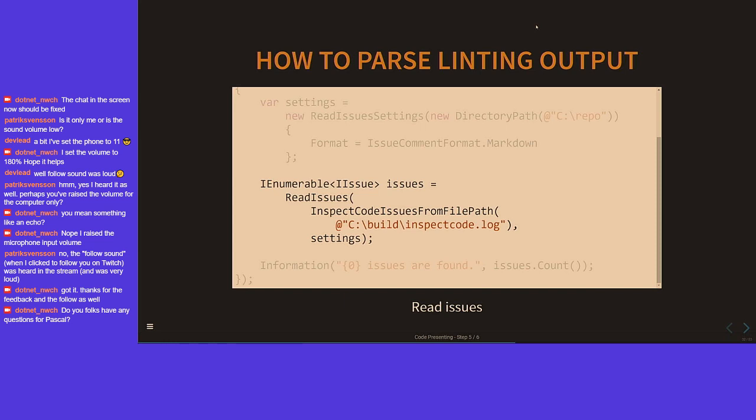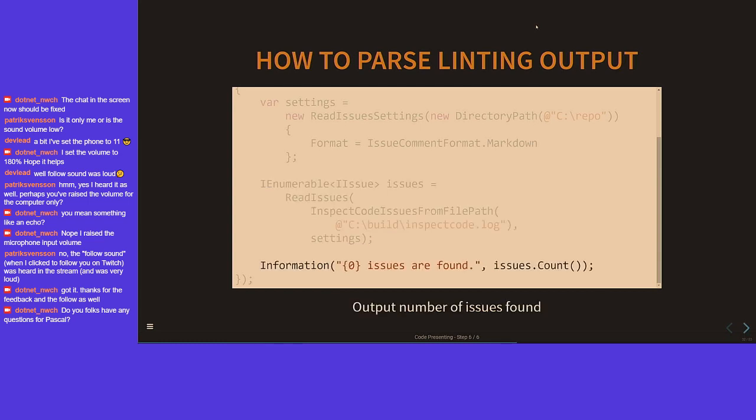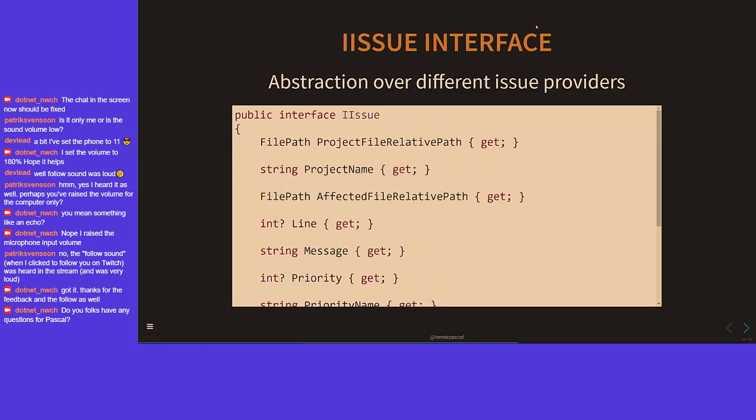And this returns us an enumerable of IIssue. IIssue is the interface defined by Cake Issues, and then we can use Information, which is an alias provided by Cake, which just outputs something, and on the information level we say how many issues are found. This is basically the parsing logic. And what we get back is an enumerable of IIssue, and IIssue is the abstraction layer of the issues.